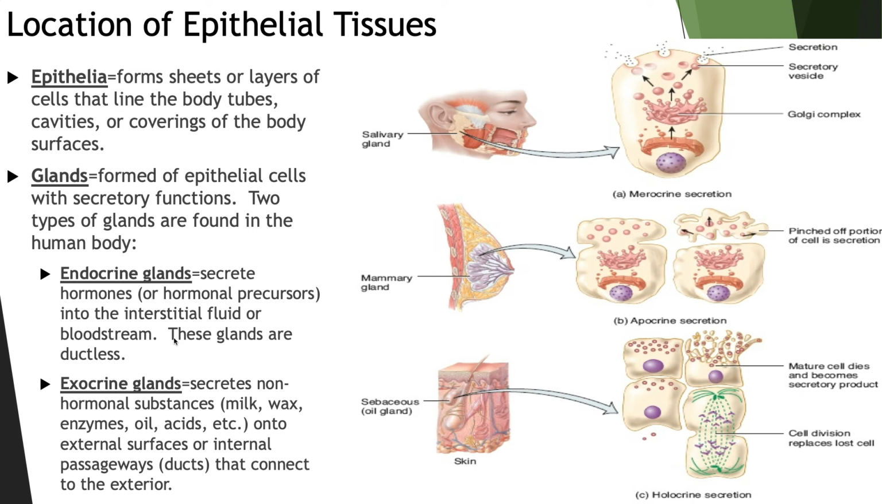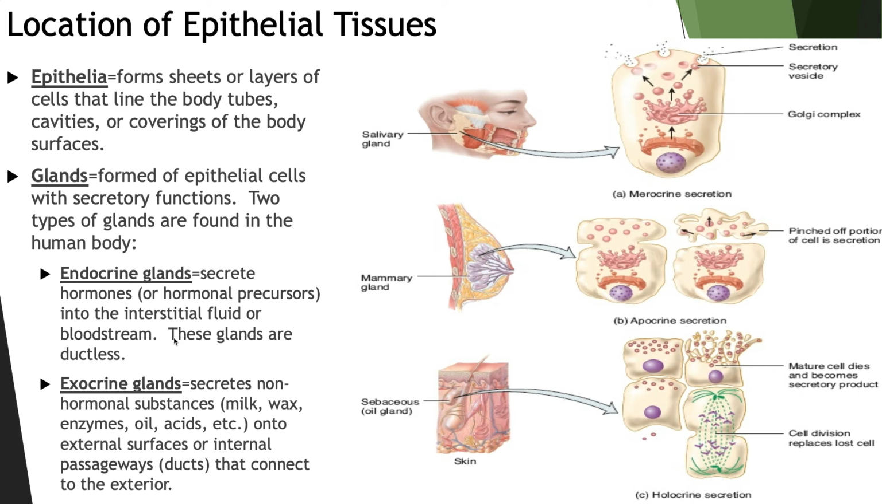So we already talked about some of the locations where you can find epithelia, such as coverings of the body surfaces, the skin, and coverings in the body cavities. But you also have these specialized types of epithelia called glands. These are essentially epithelial cells that have secretory functions. We have two types of glands that are found in the human body.